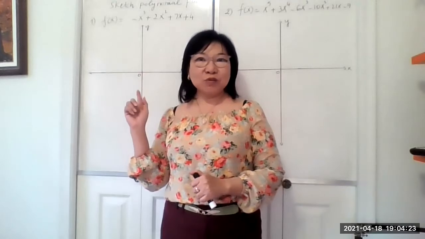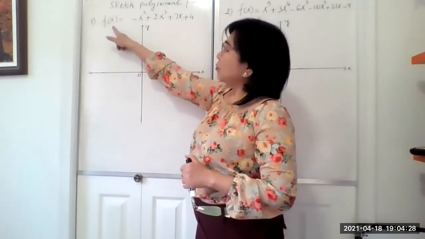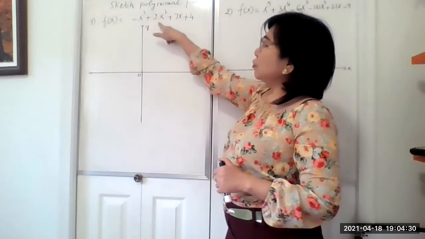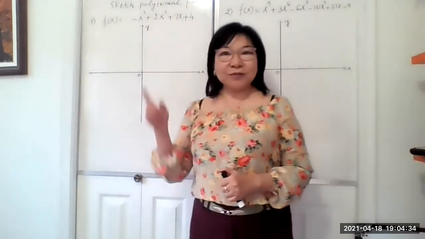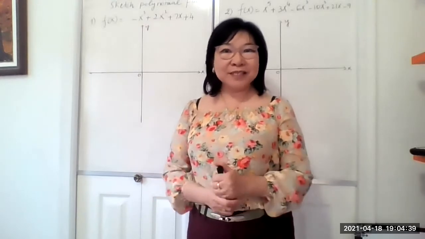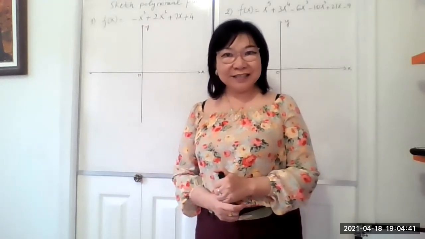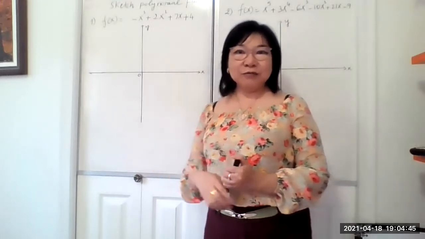So let's do the first question here. The first question says we have a function f of x equals minus x to the power 3 plus 2x squared plus 7x plus 4. This is not in factored form, so we're not going to know what multiplicity we have. So we're going to have to break it down. We have to factor it out.